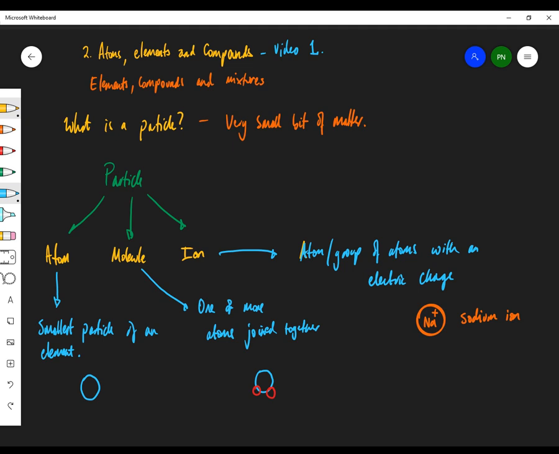something like a sulfate. I don't know if you'd know about this, but this is a sulfate ion. This is a bit complicated at the moment for you, but that would be a group of atoms with an electric charge. That's a sulfate ion. And when sodium ions are connected to sulfate ions, you get the compound sodium sulfate. So that's a very basic definition of particles.